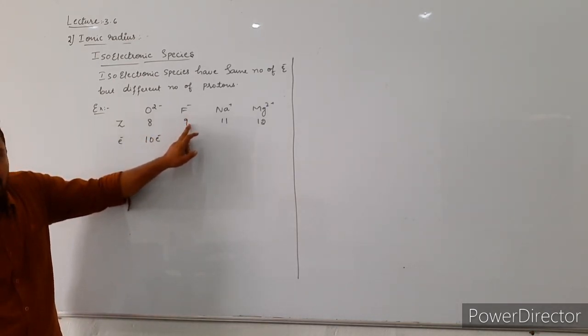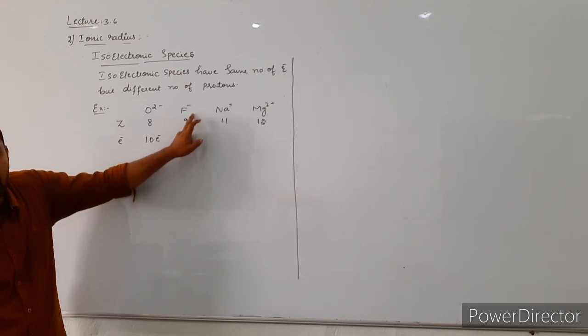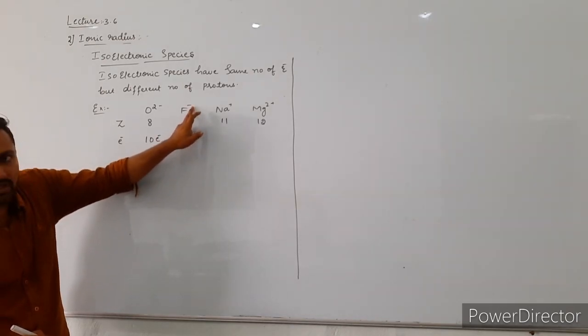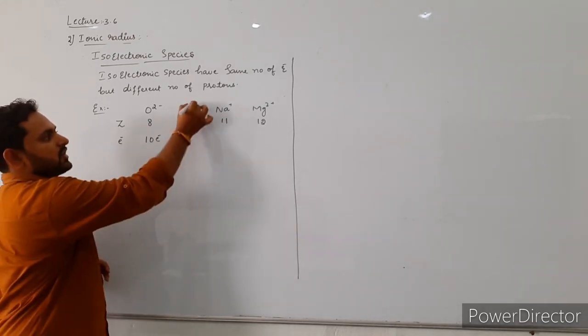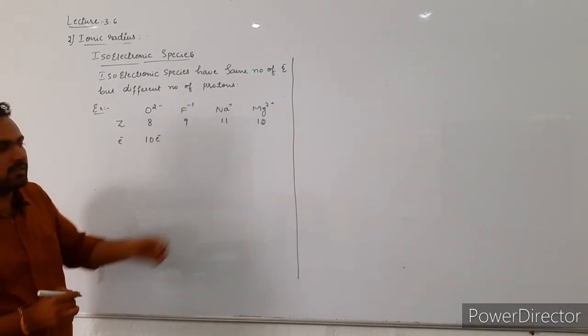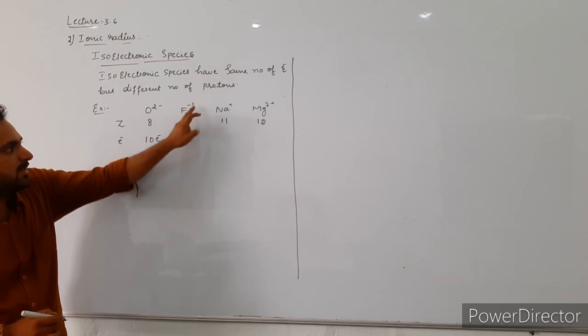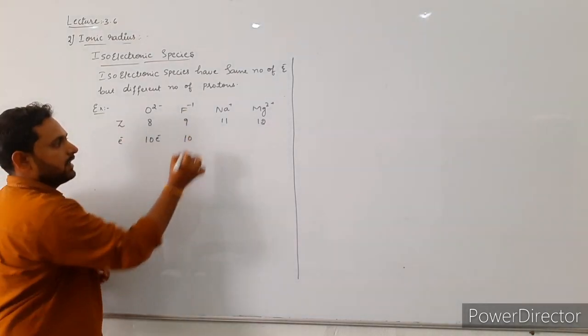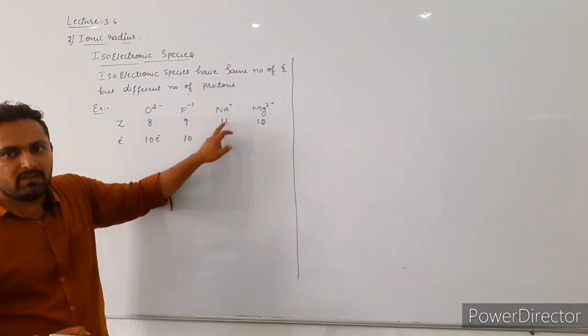Next, come to second one. Here, how many electrons are present in neutral fluorine? 9. But there is a negative charge, minus 1 charge. That means 1 extra electron is present on fluorine. 9 plus 1, 10.